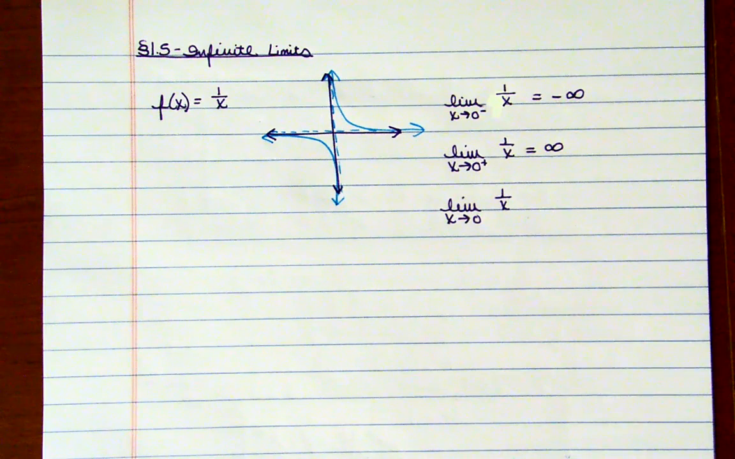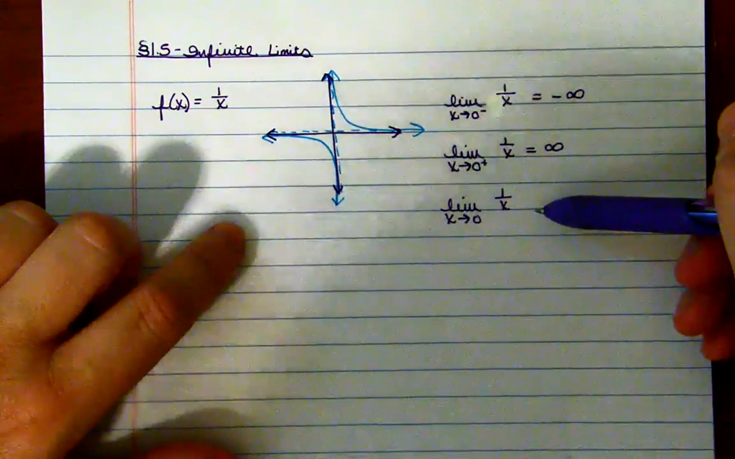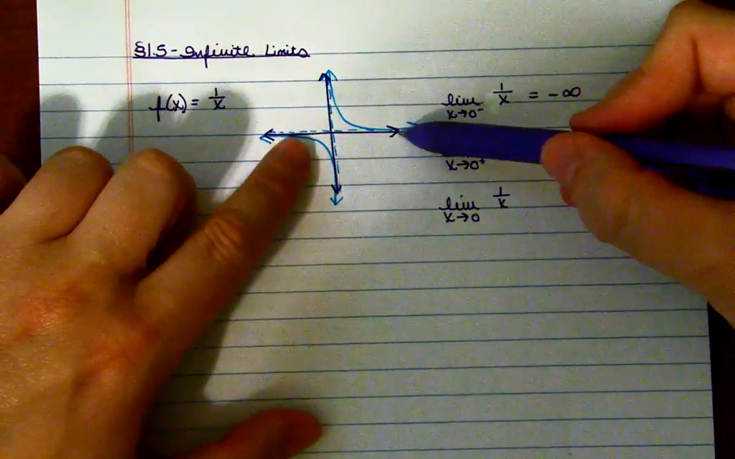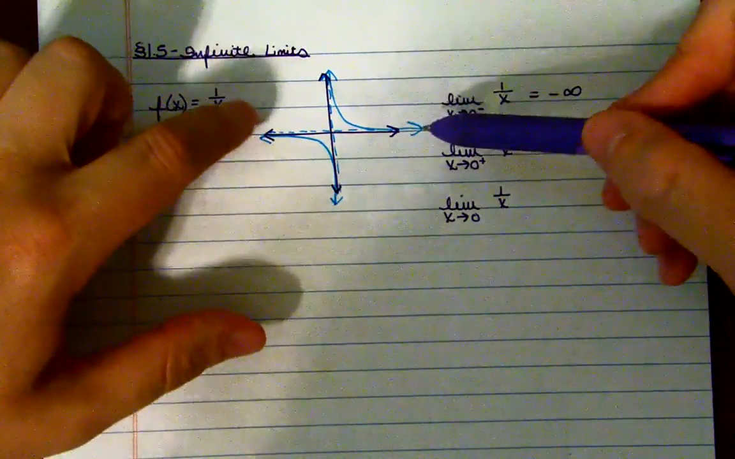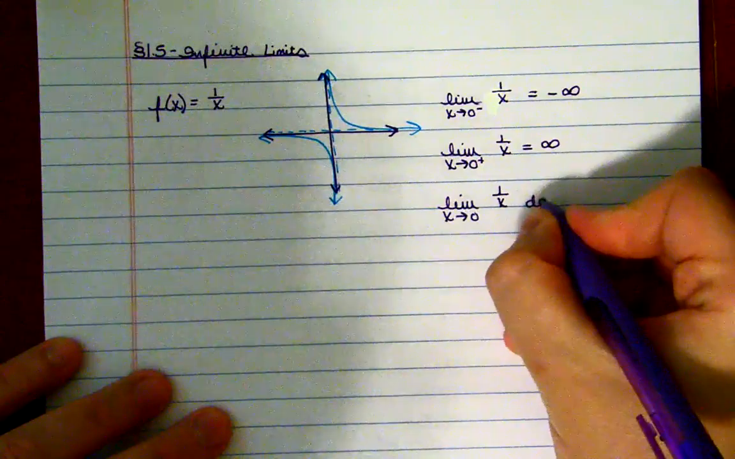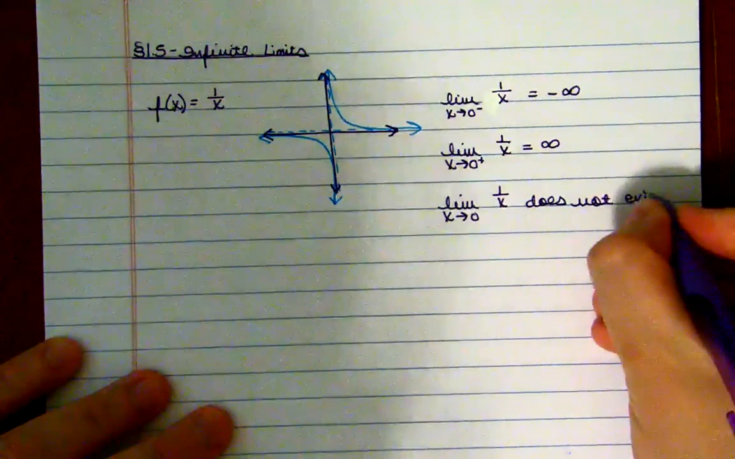What do you think the overall limit is going to end up equaling? Yeah, this one is still not going to exist because from the left and right, I was approaching two different things. If I was approaching infinity from the left and infinity from the right, then I would say that's my overall limit. But because they're different, this limit does not exist.